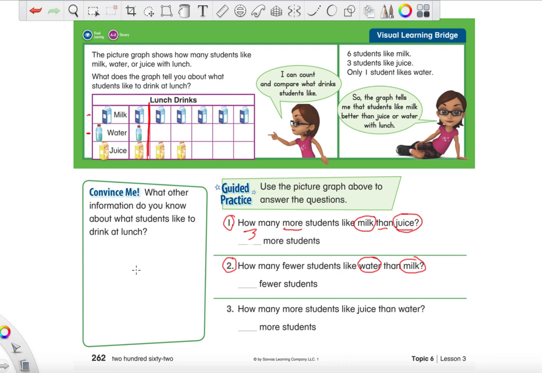Alright, did you give it a try? If you're still working on it, don't worry, take your time, pause the video, okay? And then when you're ready, hit play. If you're done, let's see if your answer is correct.